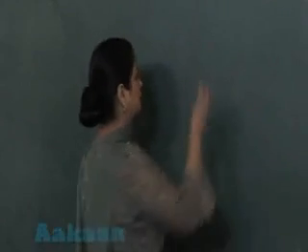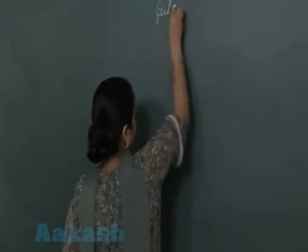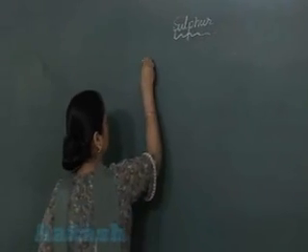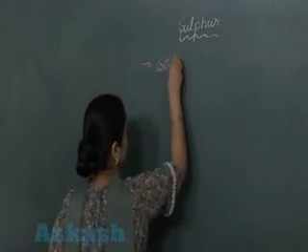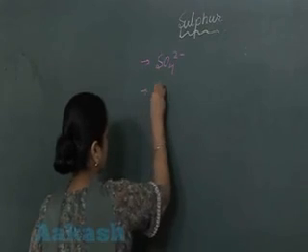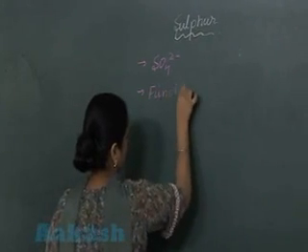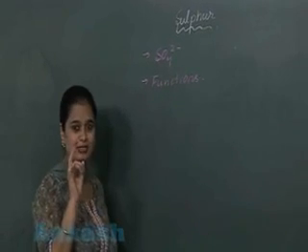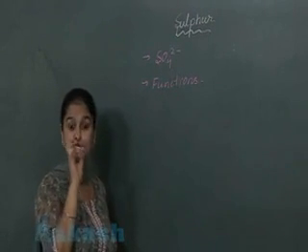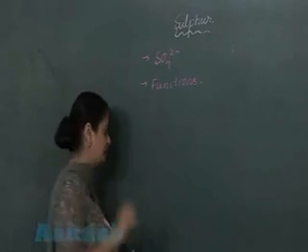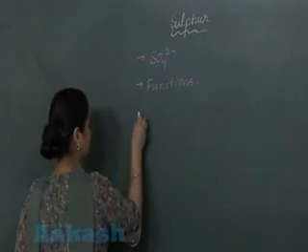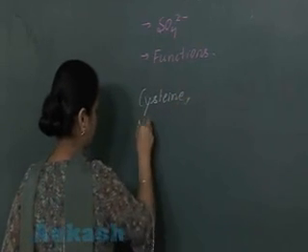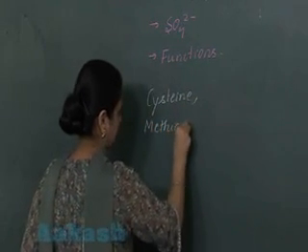Now the next macronutrient is sulfur. Sulfur is absorbed in the form of sulfate ions. Now sulfur is a component of amino acids. So I am writing the names of two amino acids which contain sulfur. One is cysteine. The other one is methionine.